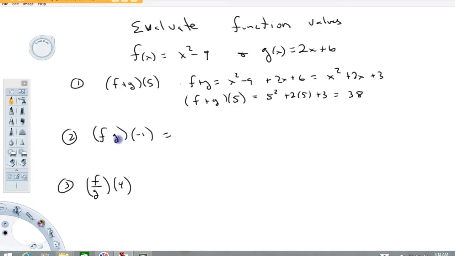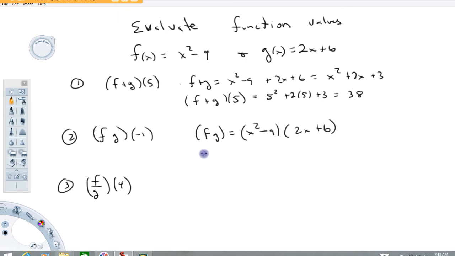So f times g, first let's start with that. f times g is equal to x squared minus 9 times 2x plus 6. We could distribute this, FOIL it out, but I don't see any reason to do that right now. Now what we'll do is evaluate that at minus 1.